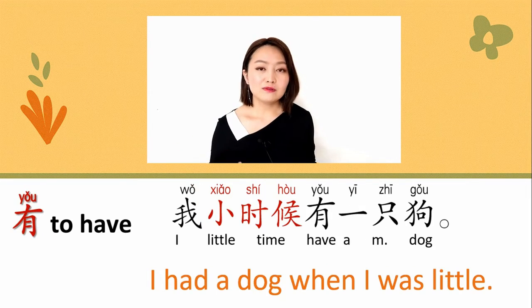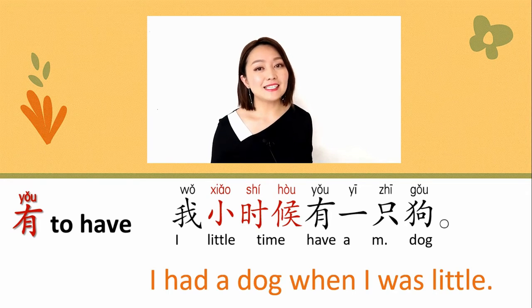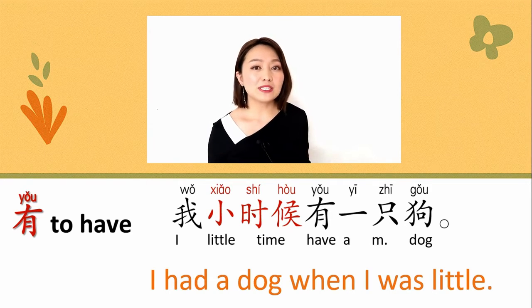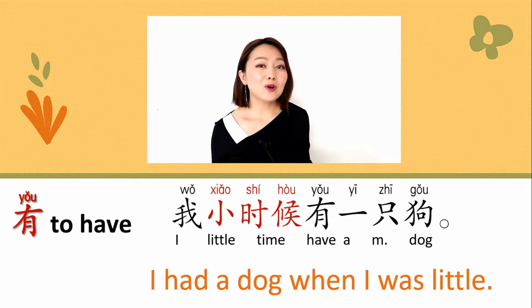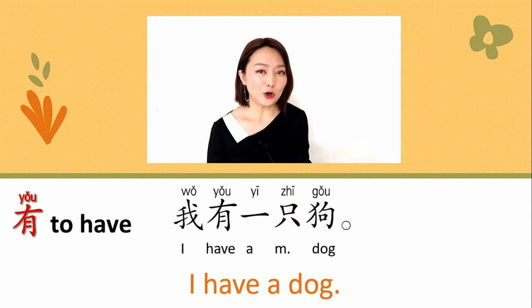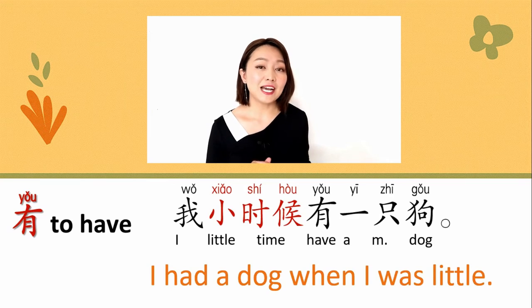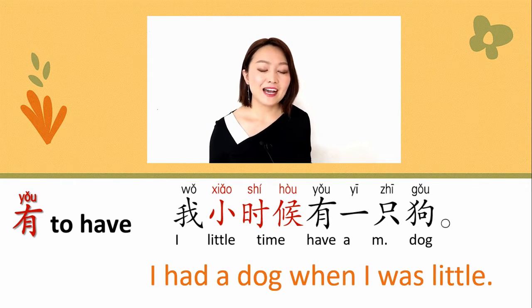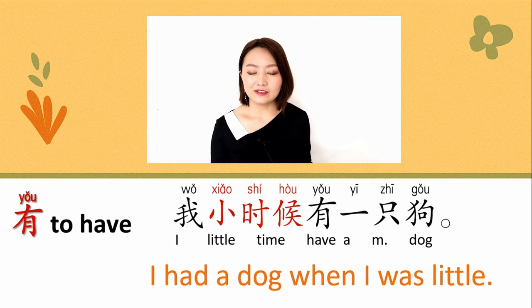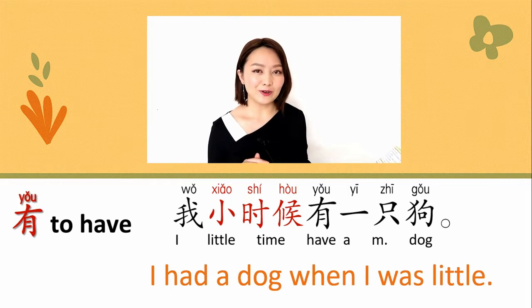Next one, 有, to have. 我小时候有一只狗. I had a dog when I was little. This sentence is past tense because we put the time word 小时候, in one's childhood. So we know you are talking about the past. The normal present tense is 我有一只狗. I have a dog. But if we put 小时候, my childhood, it becomes past tense. 我小时候有一只狗. I had a dog when I was little.